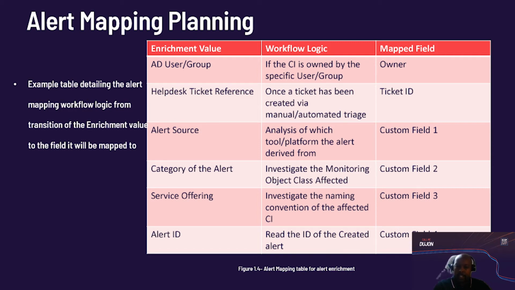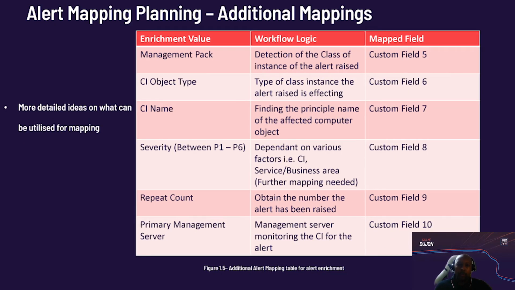So this alert ID is very important when it comes to the alert mapping planning, because without it, we wouldn't be able to easily tell between specific alerts if they have any duplications within their data. But that's the only piece of data that you can't duplicate. And if there is a duplication in your alert ID, then I would probably say there would be some serious SCOM issues there. But that's pretty much the idea of custom field 4. So then moving on, we go on to the next table, which goes through further additional mappings that we will cover.